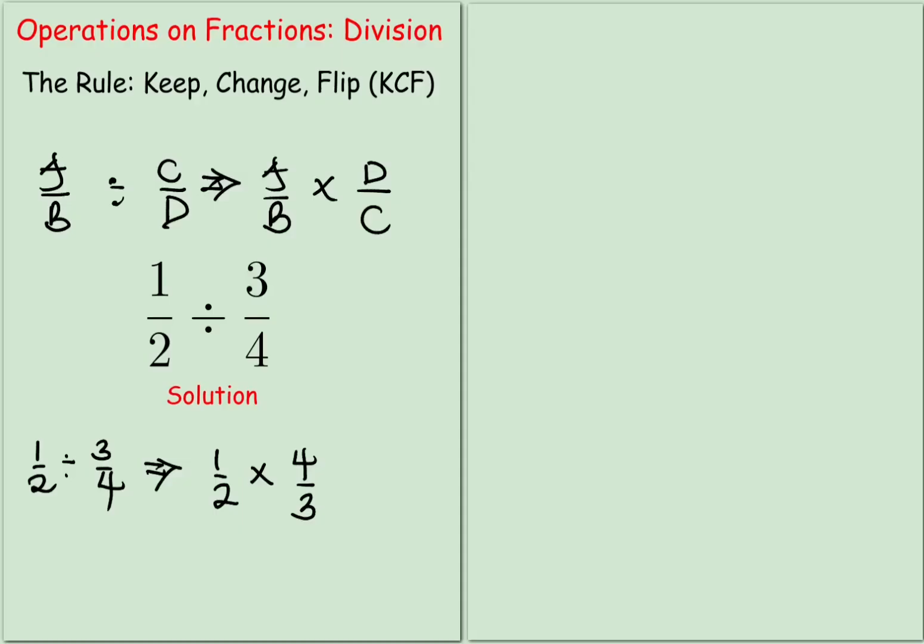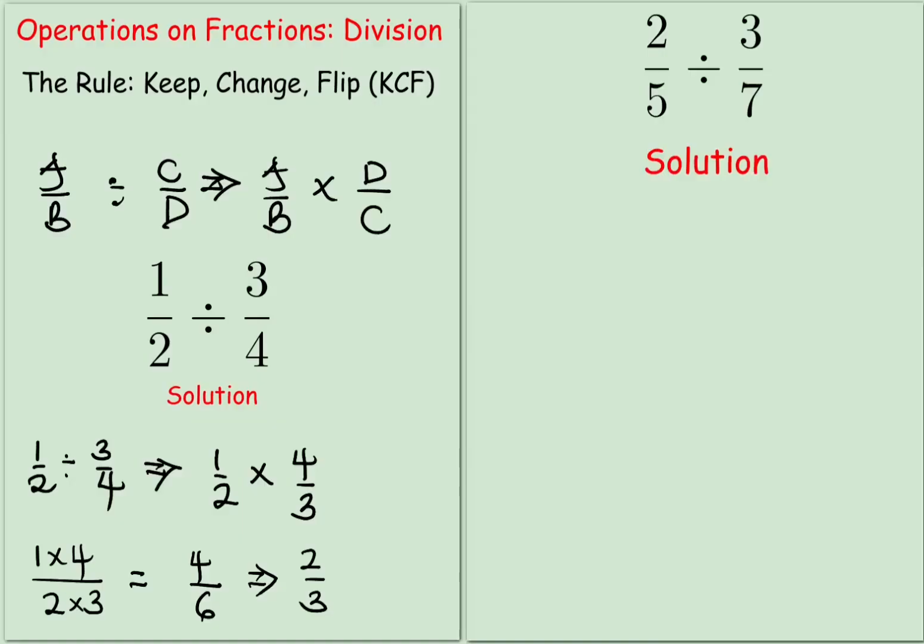It implies we have 1 times 4 over 2 times 3, which gives us 4 over 6. You can choose to simplify further. Simplifying further then gives you 2 over 3. As simple as that. So this is how you can divide a proper fraction by a proper fraction.